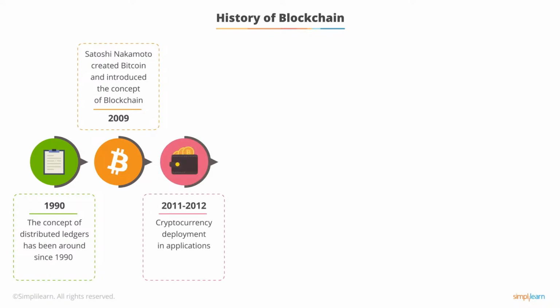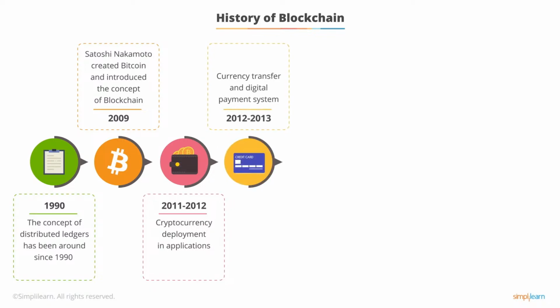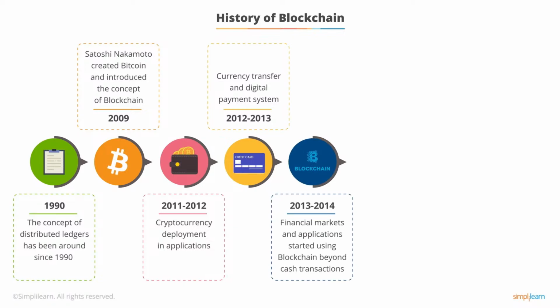About 2 to 3 years after the launch of Bitcoin, cryptocurrencies started being deployed on various applications like wallet and exchange platforms. This allowed cryptocurrency to be used in currency transfer and digital payment systems. By 2014, Bitcoin had been around for almost half a decade and had shown multifold growth in its value. However, this growth came with questions regarding the legality of Bitcoin. While this debate was going on, some financial institutions started looking under the cover.